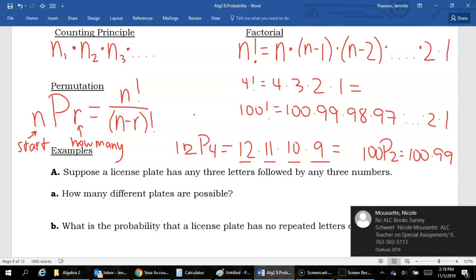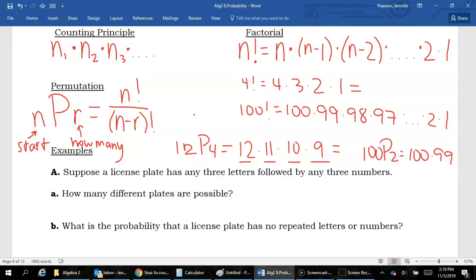The first number tells us where to start. We're always going to count down as we multiply until we have the number of numbers indicated by the r, by the number in the second position of the permutation. So with some formulas out of the way, let's try some examples.